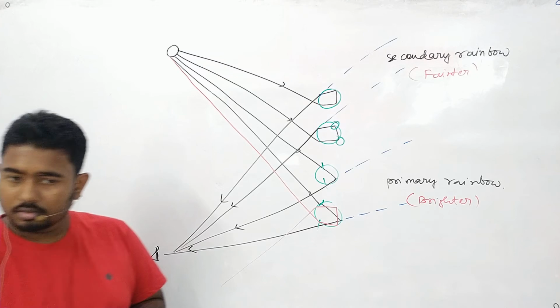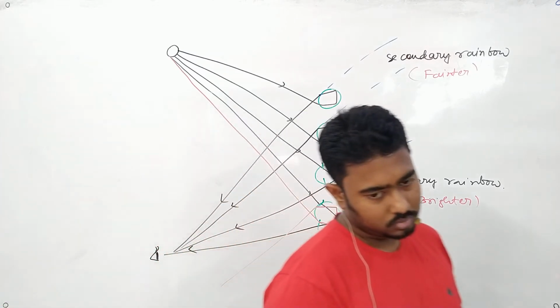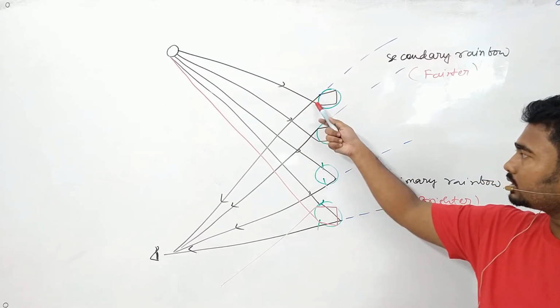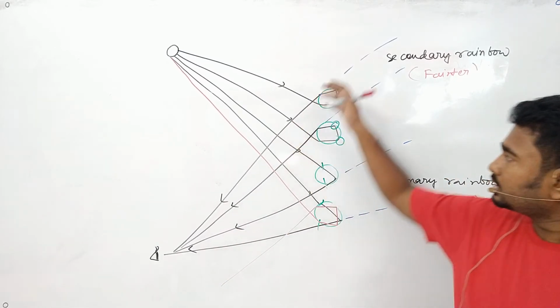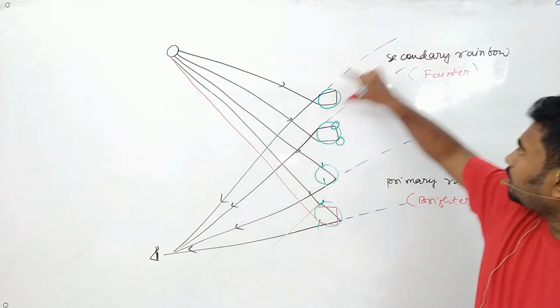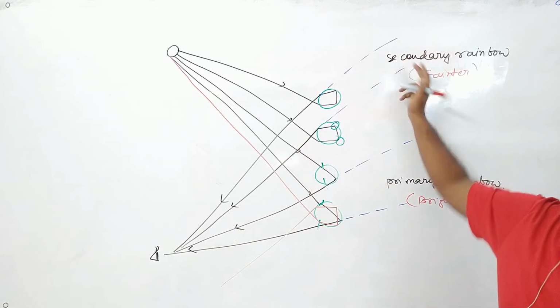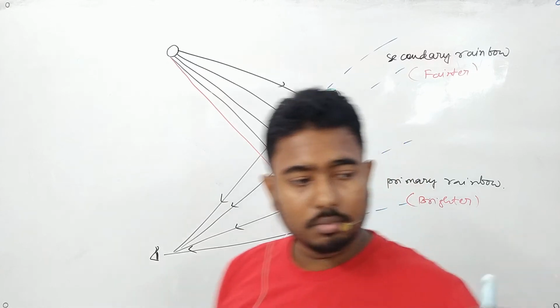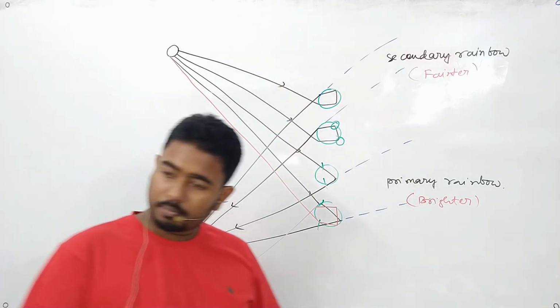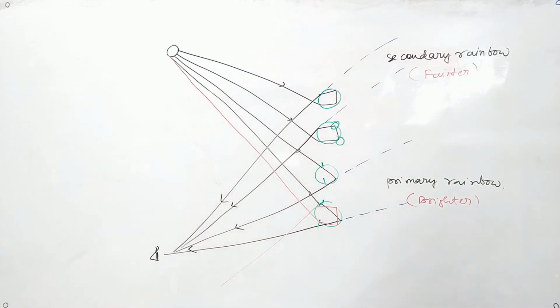Will it reach our eye? No. Will it reach our eye? No. So the only case in which a ray that falls at the bottom will reach our eye is something that is happening at the top portion. And if we extend that backward, that will always be a secondary rainbow. So if we see 2 rainbows, the rainbow which will be present at the top will be the secondary rainbow. Okay. And one more thing.